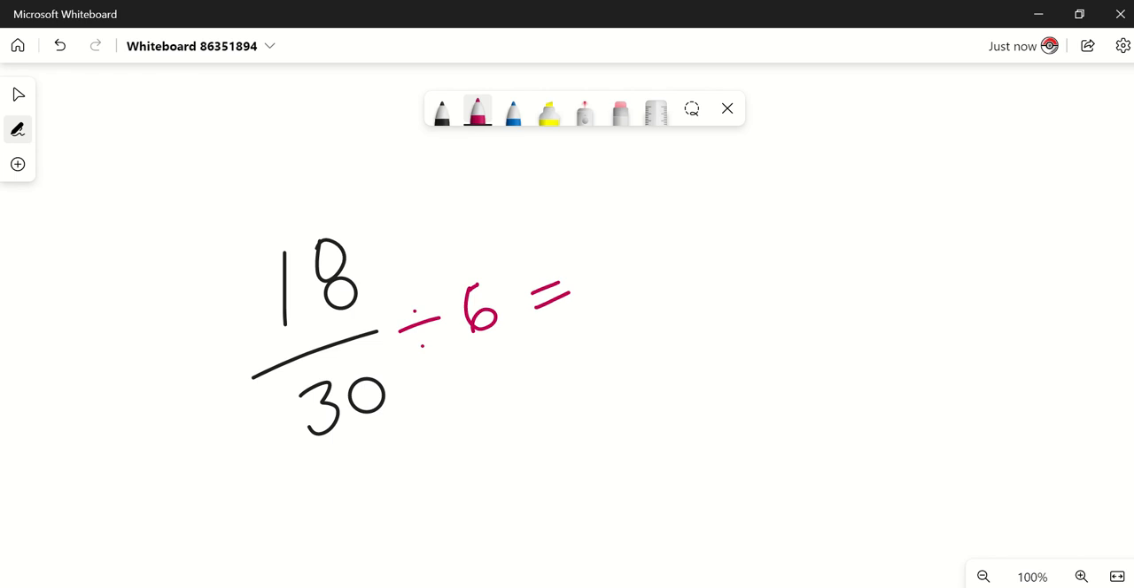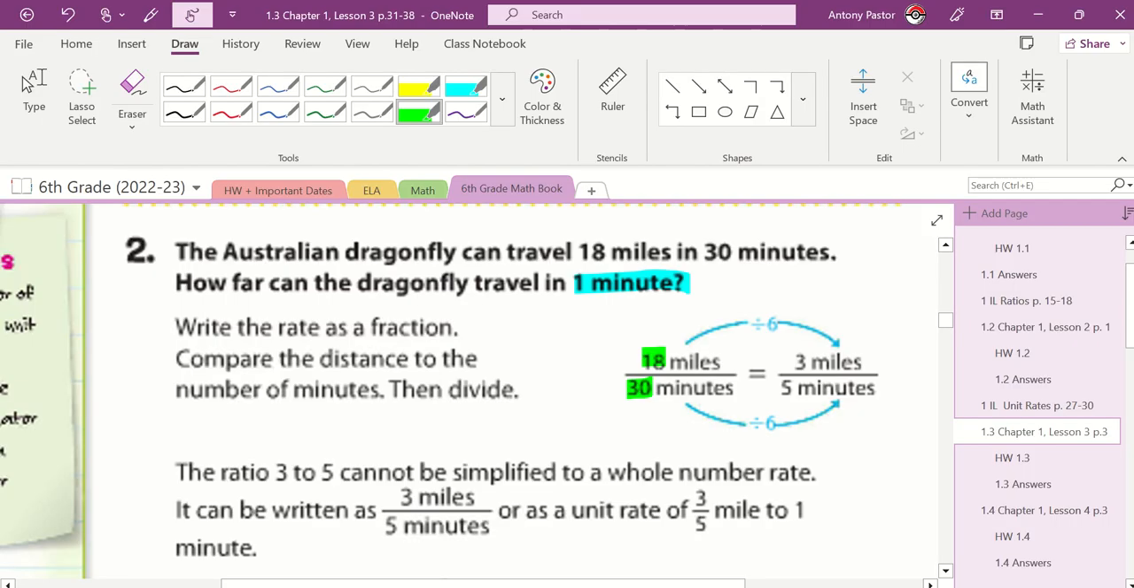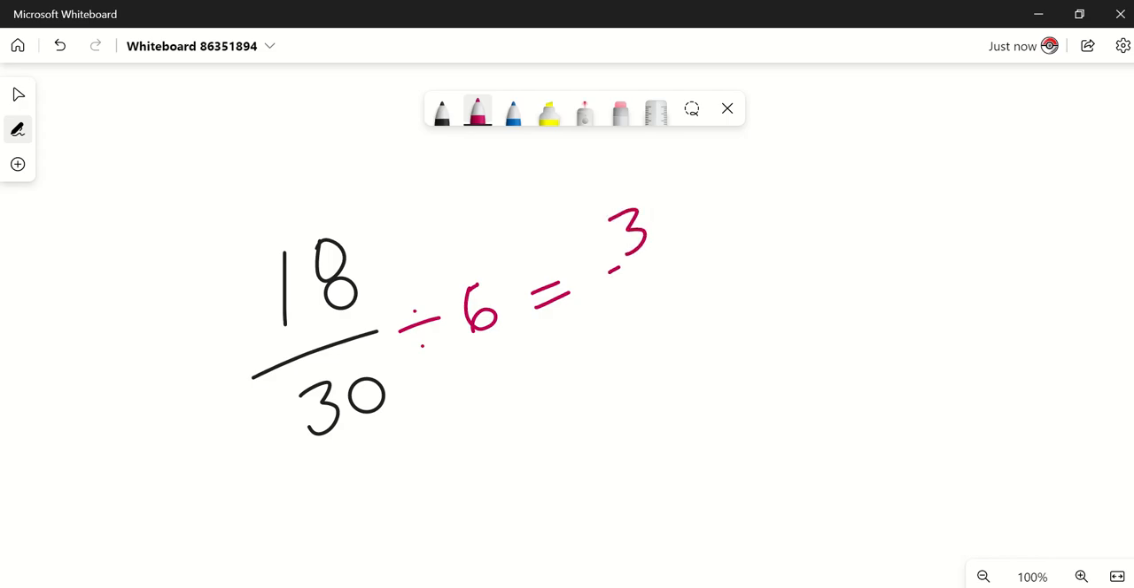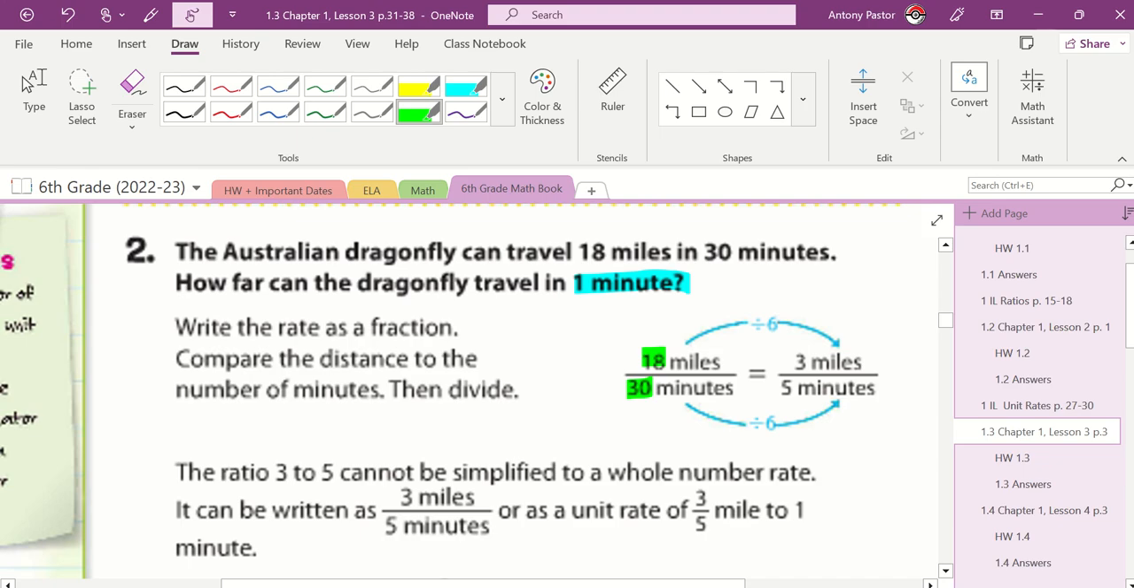If I divided both of these by 6, like it shows here, I'm going to get 3 over 5. This is not a unit rate, however. This means that they traveled 3 miles in 5 minutes. The ratio 3 to 5 cannot be simplified to a whole number rate. It can be written as 3 over 5 miles, or a unit rate of 3/5 mile to 1 minute. So let's explain that in English.